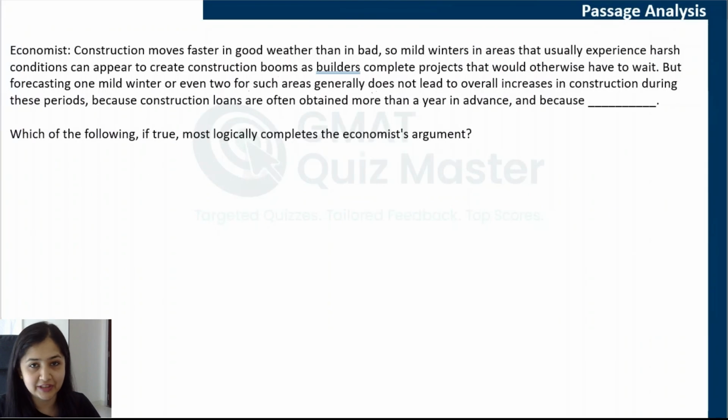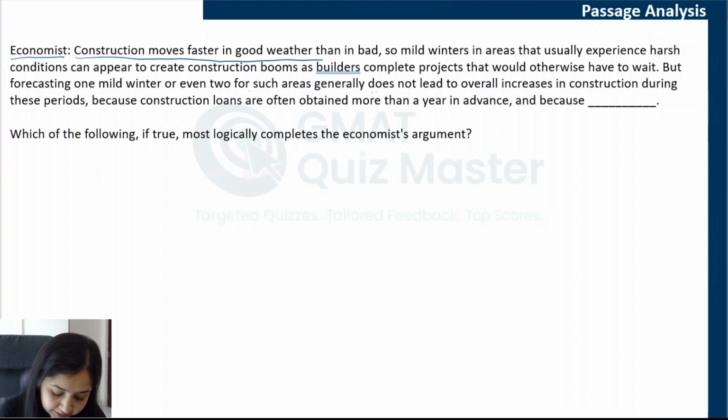Let's start with passage analysis. Economist, so the economist is the author here. Construction moves faster in good weather than in bad. So the economist is comparing the speed of construction in good weather versus bad weather, and the economist says that it moves faster in good weather compared to bad weather. All right, let's read further.